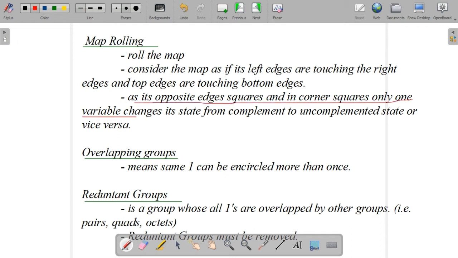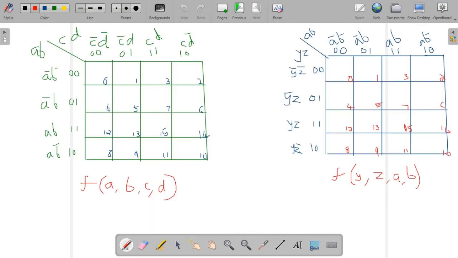The same way, here also we consider that in opposite edge squares and in corner squares, only one variable changes. You remember, in the pair reduction rule, only one variable changes, like that. In the case of opposite edge squares and corner squares, only one variable is changing, from complemented to uncomplemented form. So let's see how to roll a map. Therefore, while marking the pairs, quads and octets, the map must be rolled.